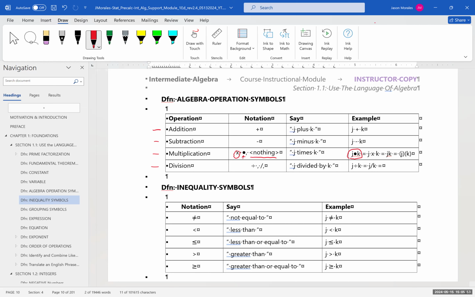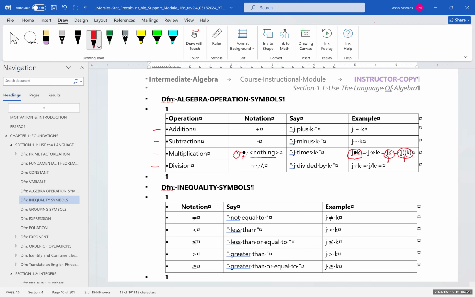So you might see a coefficient with a variable together, something like that. Or you might see two numbers written in parentheses next to each other like that. There's no symbol in between them to tell you what you're supposed to do. But when you see them side by side, that's what we call implied or inferred multiplication.